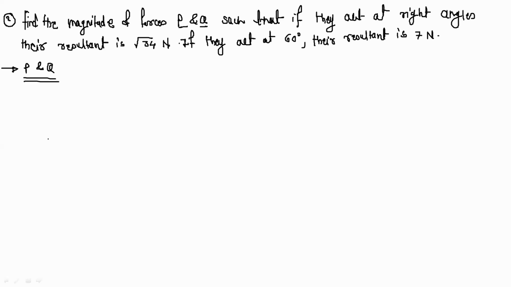I will assume these forces are acting at a point. Suppose this is the point. The first condition given is, if P and Q act at right angle, their resultant is square root 34. So consider the P force like this and the Q force perpendicular to the force P. So this is the first condition.